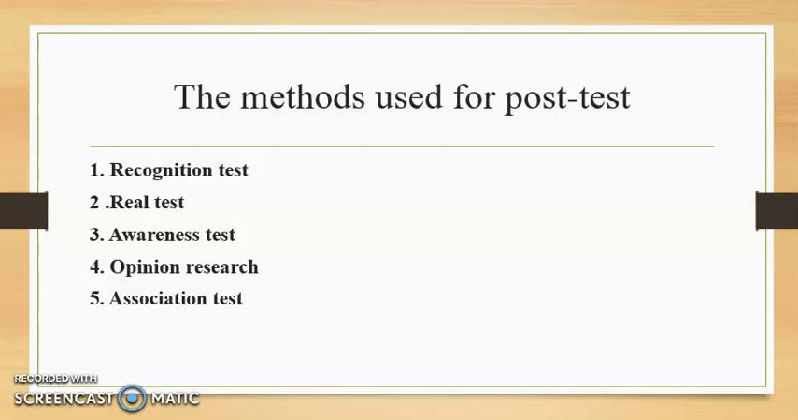And then comes association test. In association test, we ask them about a slogan shown in the ad message, or some common sentence which is expressed or told in the advertisement or shown in the advertisement, and if they are able to repeat that, or tell that sentence correctly or exactly, it shows the influence of the advertisement. So that is association test.